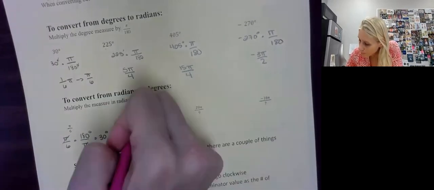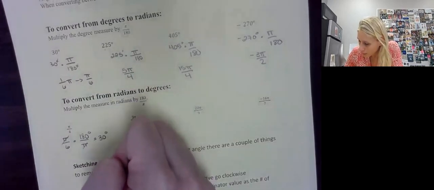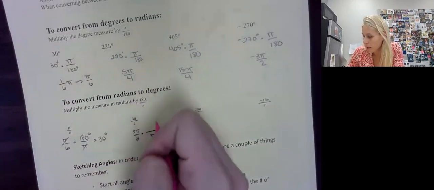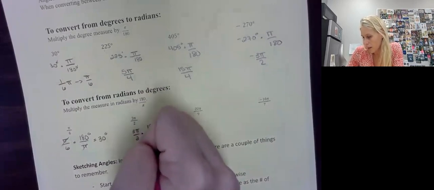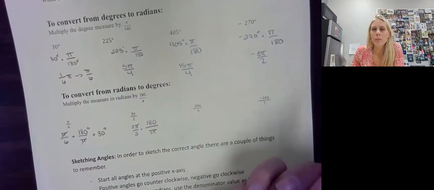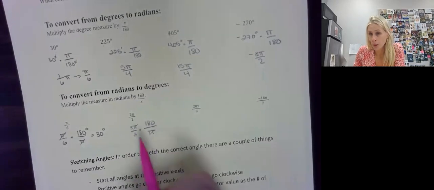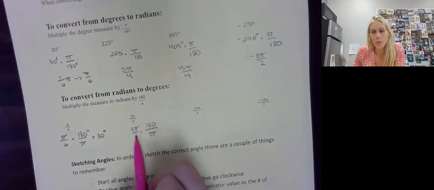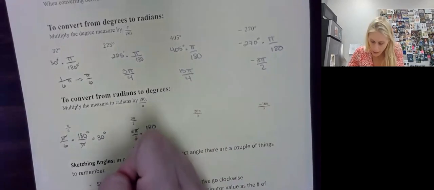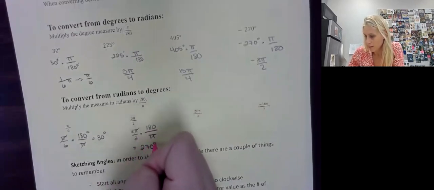Okay. So again, we have 3 pi over 2. Since we want to get rid of the pi, we're going to put that in the denominator. And what's on top? 180, because the pi's cancel. Now in our calculator, because it's a little bit more calculations, you could do 3 times 180 divided by 2, or you could do 3 divided by 2 times 180. Doesn't matter, you'll come out with the same thing. And that equals 270 degrees.